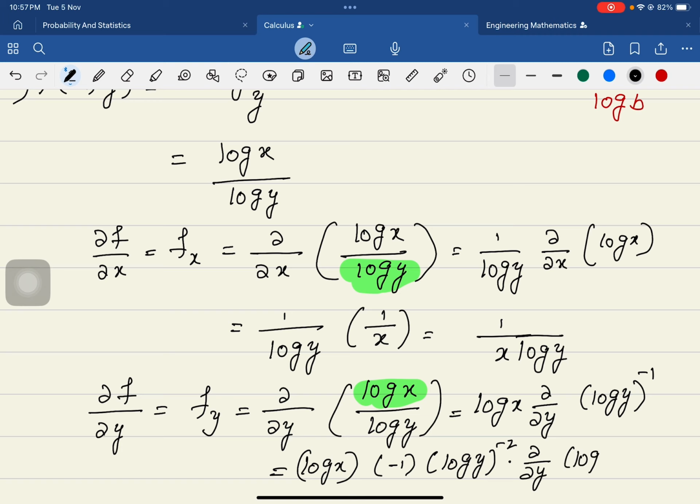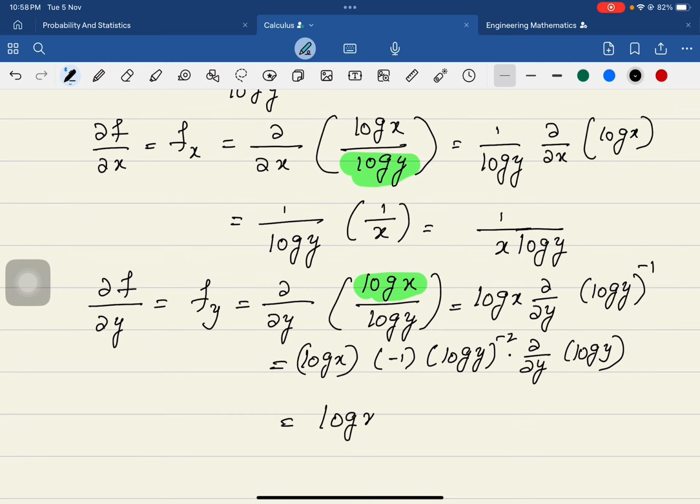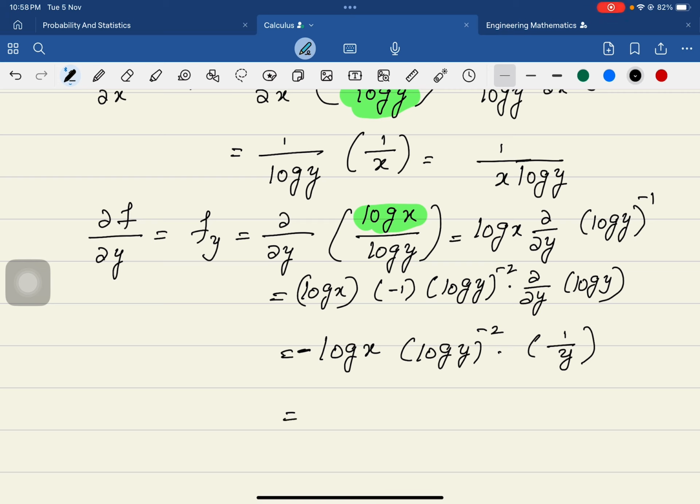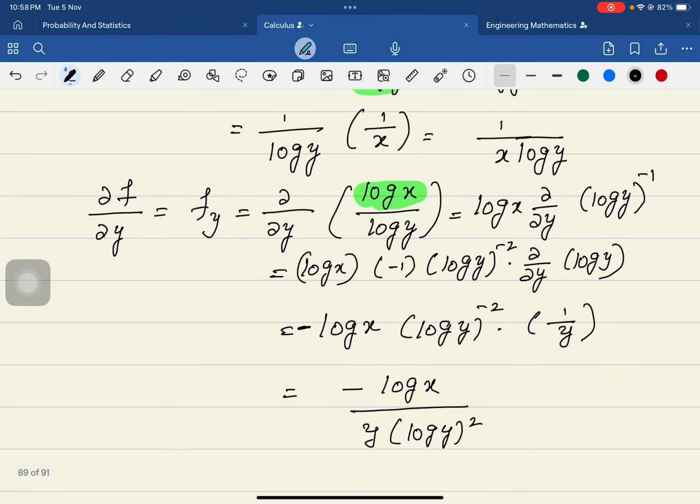Again the chain rule. So that gives you log x times, taking the minus out, minus log x times (log y)^(-2) into the derivative of log y, which is 1 over y. So you can rewrite this as minus log x by y times (log y) the whole squared. So this is the way to find the partial derivative with respect to x and with respect to y when such a type of function is there. I hope it is very much clear how to solve the problems. Thank you.